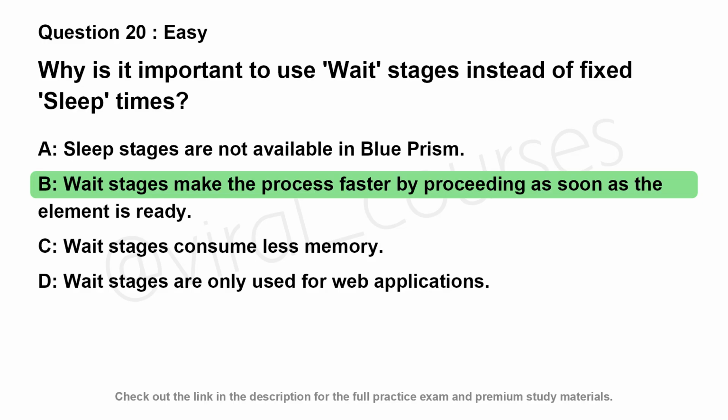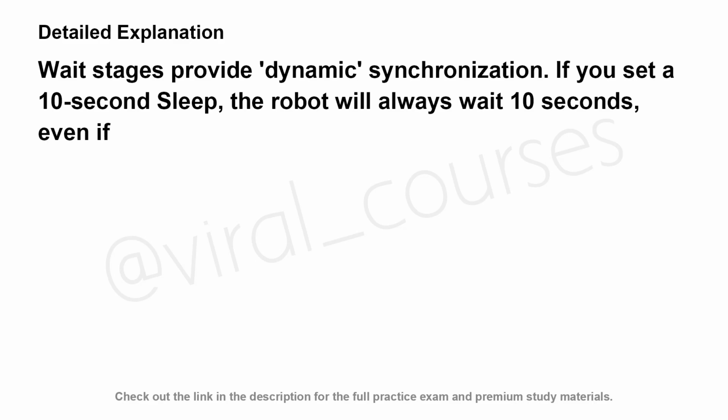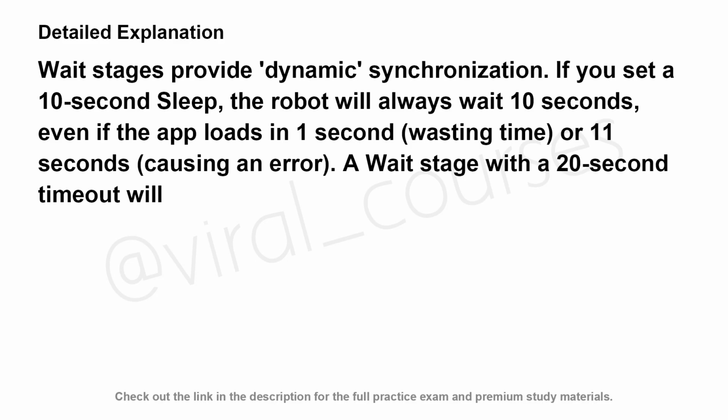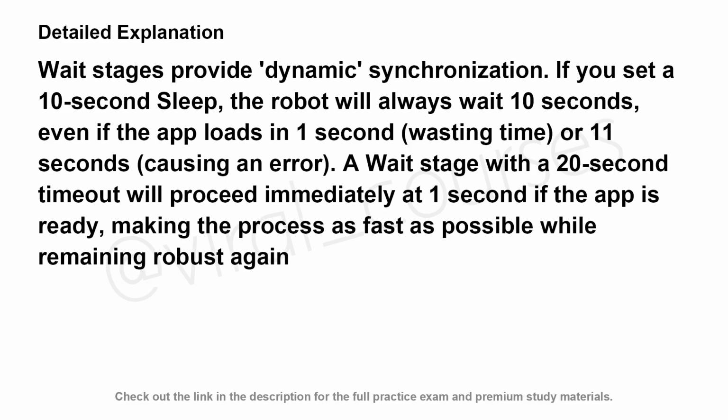The correct answer is B. Wait stages provide dynamic synchronization. If you set a 10-second sleep, the robot will always wait 10 seconds, even if the app loads in 1 second, wasting time, or 11 seconds, causing an error. A wait stage with a 20-second timeout will proceed immediately at 1 second if the app is ready, making the process as fast as possible while remaining robust against slow response times.